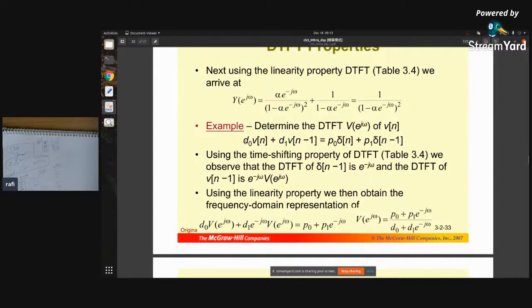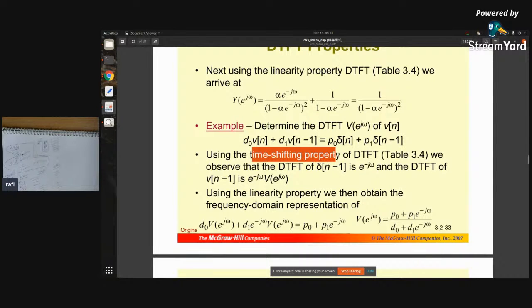Okay, so this is given, and you need to find V(e^{jω}). We know the DTFT of δ[n] is 1. And what is the DTFT of δ[n−1]? How do you find the DTFT of δ[n−1]? What property do you use? We use the time shifting property.